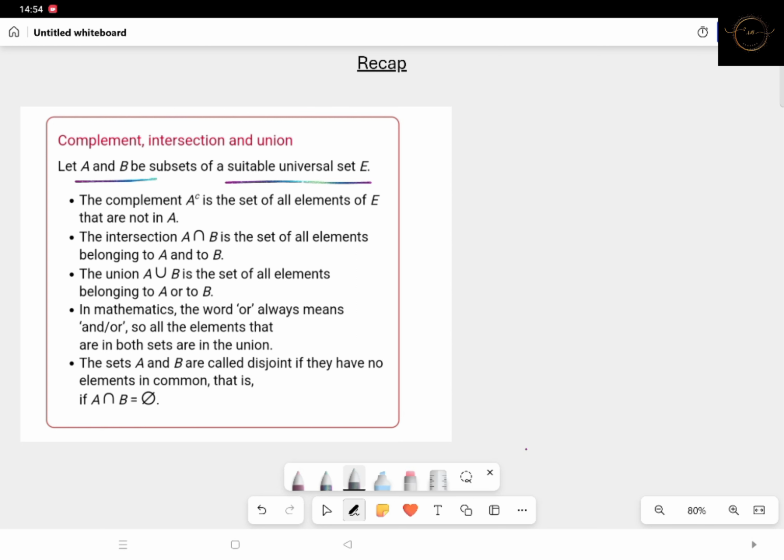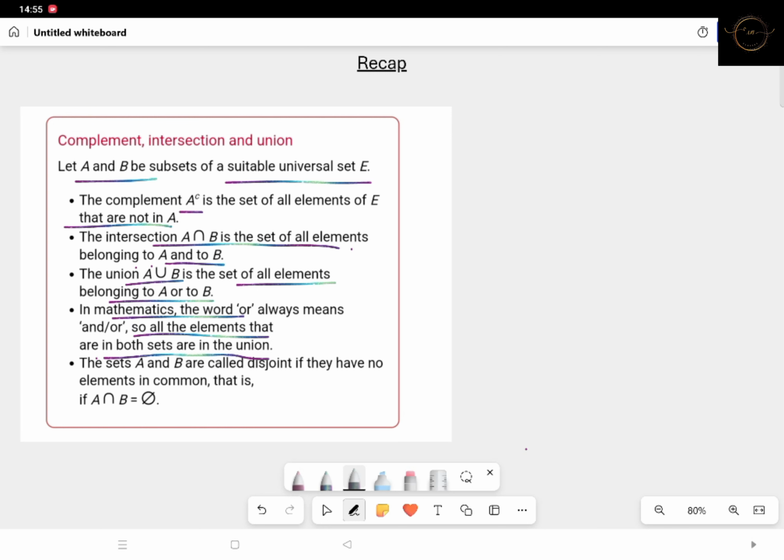How is A complement written? In this way. A to the power C is the set of all the elements of E that are not in A. Intersection is the set of elements belonging to A and to B. Union is the set of all the elements belonging to A or to B. In mathematics, the word "or" is inclusive, so all the elements that are in both sets are in the union.